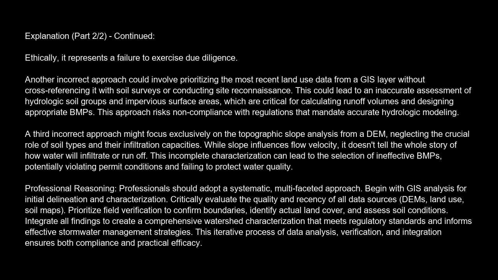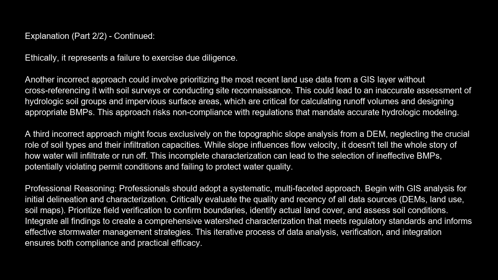A third incorrect approach might focus exclusively on the topographic slope analysis from a DEM, neglecting the crucial role of soil types and their infiltration capacities. While slope influences flow velocity, it doesn't tell the whole story of how water will infiltrate or run off. This incomplete characterization can lead to the selection of ineffective BMPs, potentially violating permit conditions and failing to protect water quality.